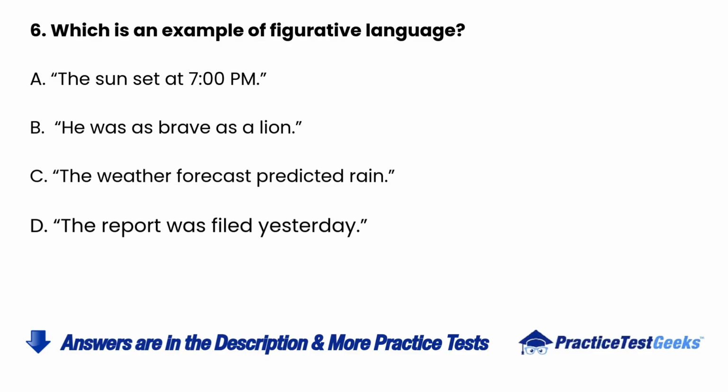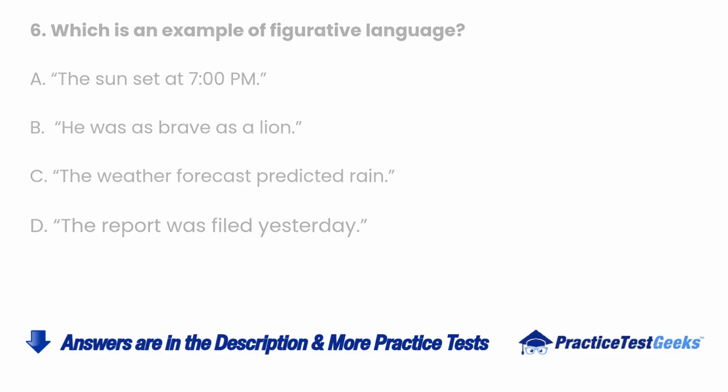6. Which is an example of figurative language? a. The sun set at 7 p.m. b. He was as brave as a lion. c. The weather forecast predicted rain. d. The report was filed yesterday.